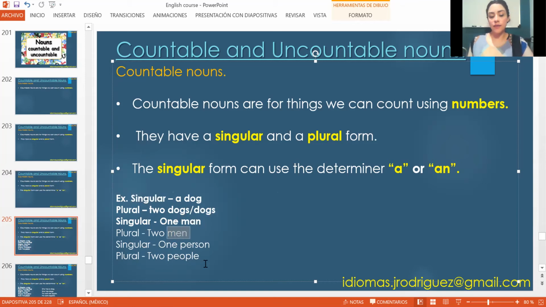Man, men. Okay. Next, my singular is one person and my plural is two people. Okay. Una persona, dos personas. Mi singular is person and my plural more than one, people. Okay, two people, not two persons. It doesn't exist, two persons. We say two people.